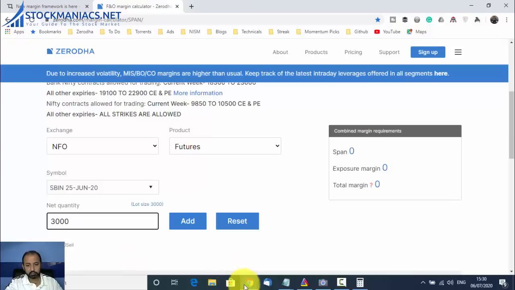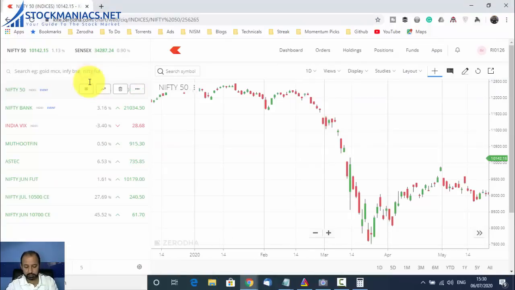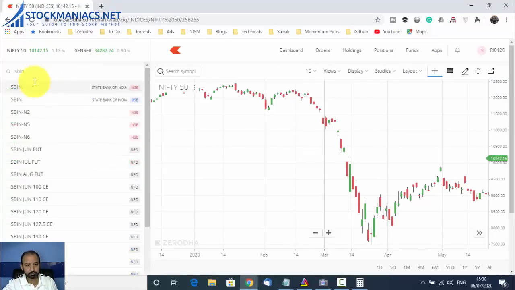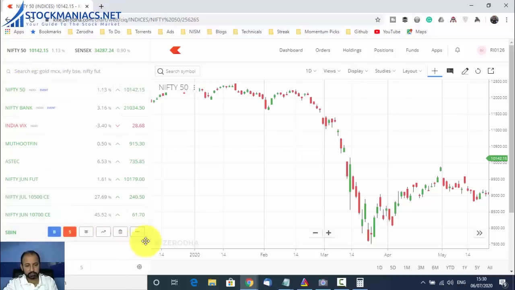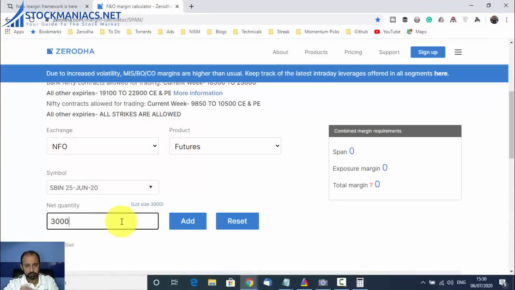First, let us check what is the price of SBI. So here I'll add SBIN and you can see the current price is 187.80. So let me go back to the margin calculator. So we are actually buying one SBIN future.